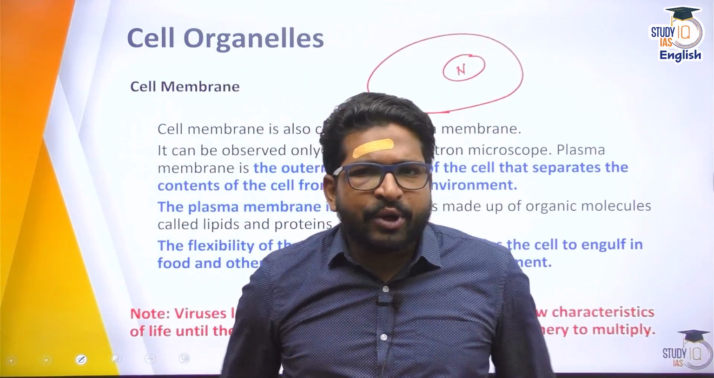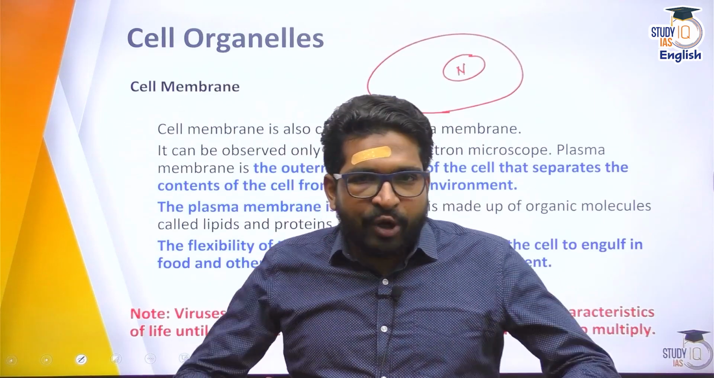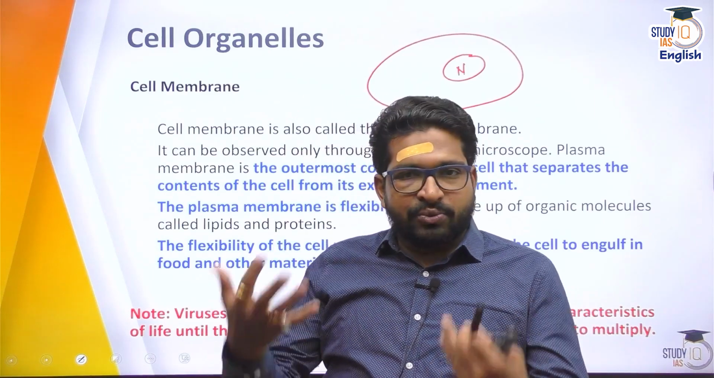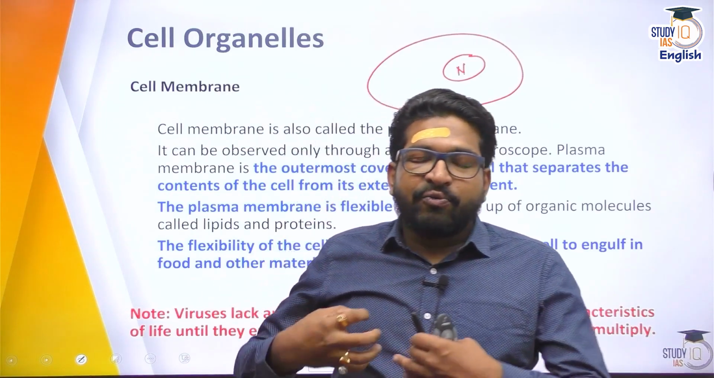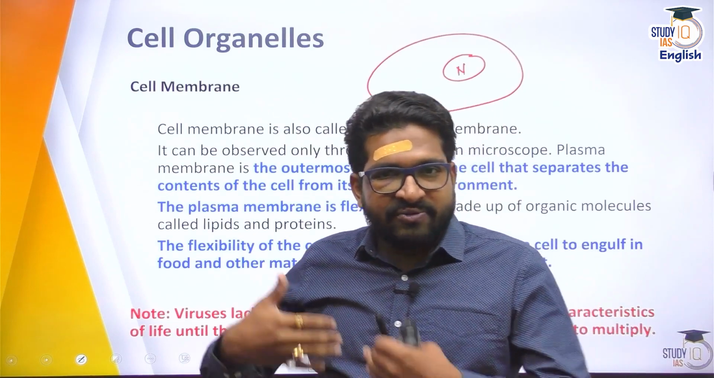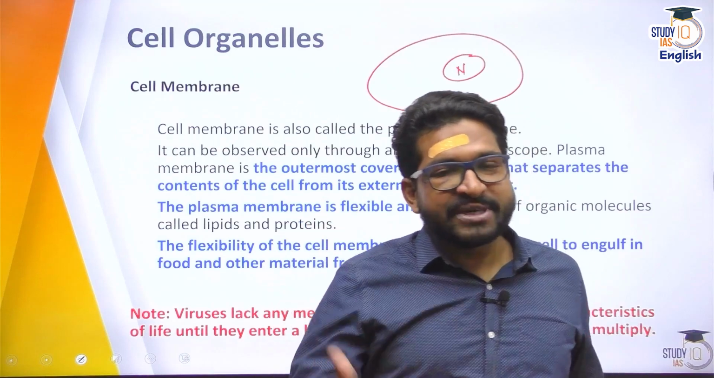Why? Because our body runs on metabolism. And for metabolism, what we need to do? We need to eat food. The energy has to go or enter this cell. Then whatever cell is going to metabolize, the waste materials are produced, and the waste material has to come out of the cell also. That means it has to be semi-permeable.